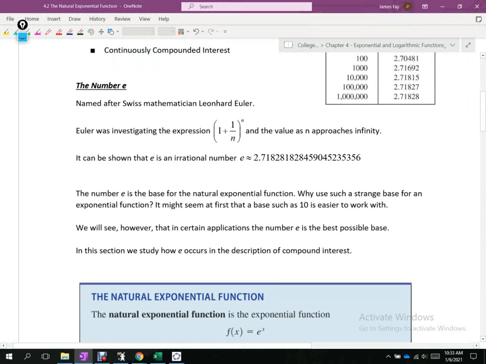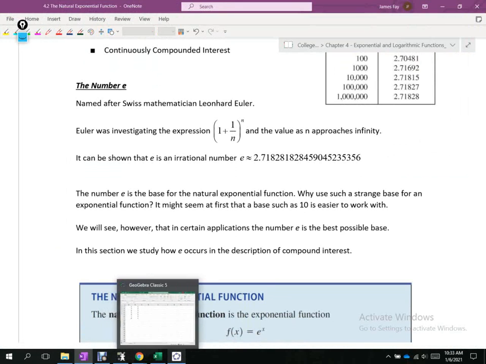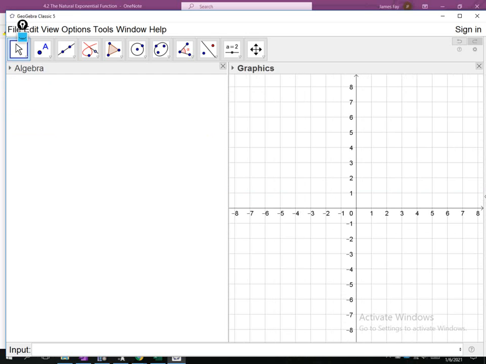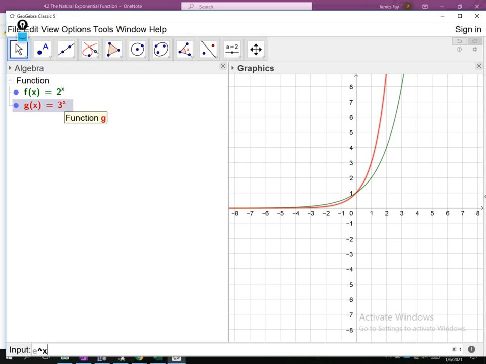So if we look, E is just a number. It's a real number on our number line, and it falls between 2 and 3, but it's closer to 2. If we look at an exponential function, like we've been investigating, 2 to the x looks like that, 3 to the x looks like that. So E to the x should look like one of those. It should look like both of them, but be closer to one than the other. Because E is 2.7, E to the x is going to be that blue one.